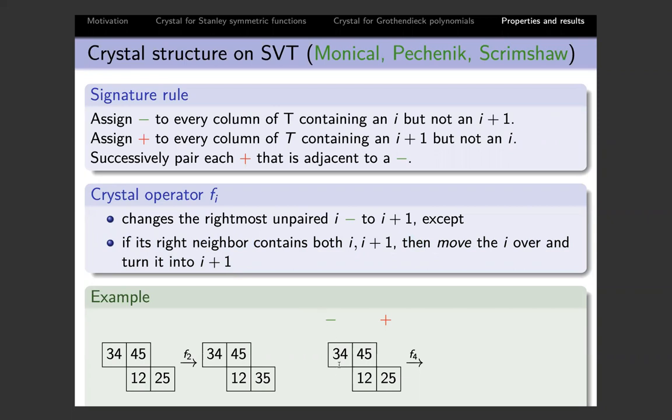You can see my first column has only a 4. My second column has both a 4 and 5, so I don't assign a plus or minus. And then the last column has a 5, so I assign it a plus. Therefore, the F4 operator would like to change the 4 in this cell to a 5. But then, as you can see, this wouldn't be semi-standard anymore. So it actually moves a 5 from the right one over, and the answer is equal to this. So this is how you define the crystal on these set-valued tableau.